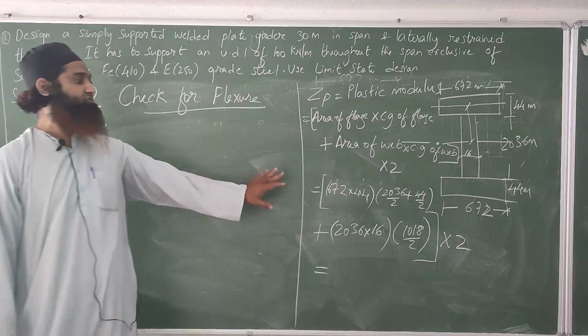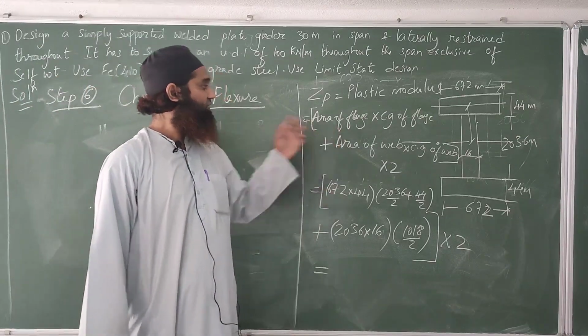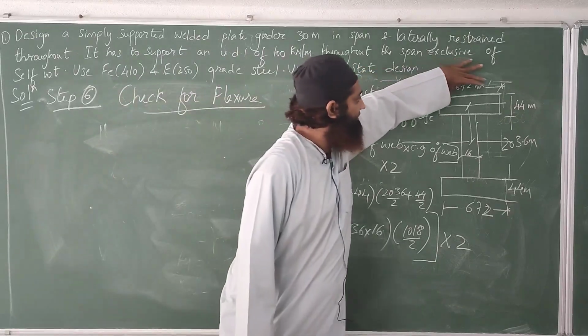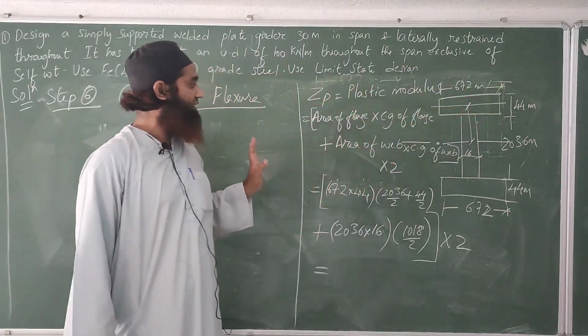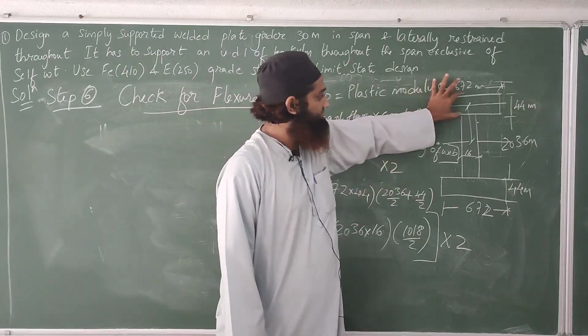See, this step is very important. I request all of you to be clear here again. The area of flange is very simple. Area is 672 into 44. We have got the area of flange. Next, what are we finding out? CG of flange. See the CG of flange, this part only.